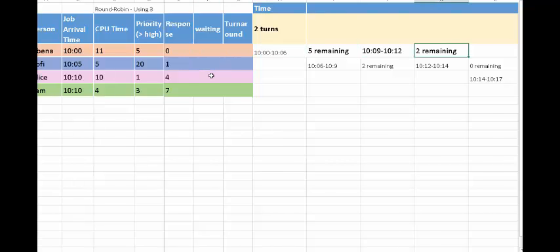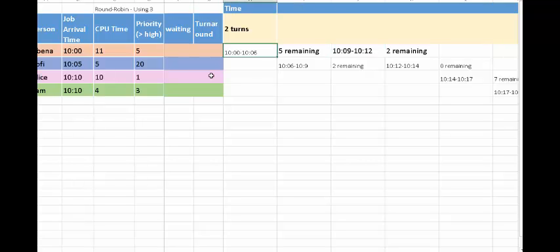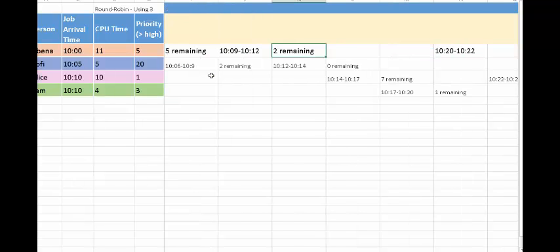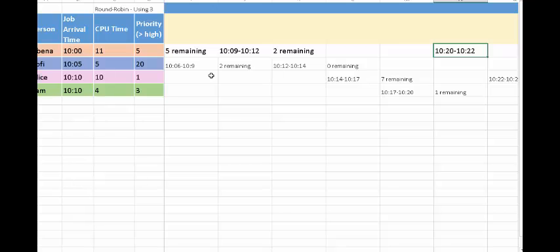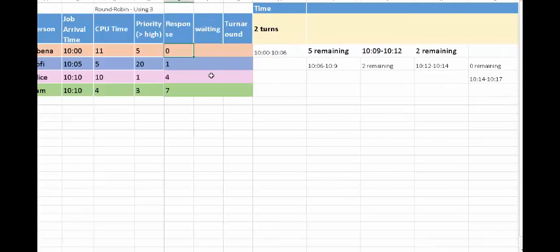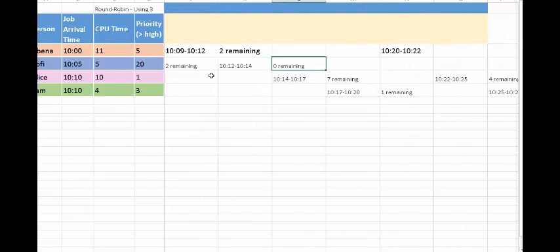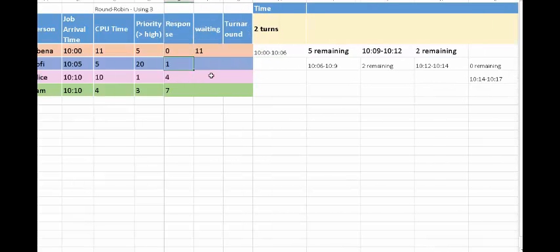So Abena has been waiting. She had 3 over here, so she did some waiting 3, and then from 12 to 20 also did some waiting. That's 8 plus 3, that's 11. So 11, so you have to count every time she was off the CPU. Next we have Kofi. Kofi waited 3 over here, between 9 and 12. And that was it, he finished. So he just waited for 3.